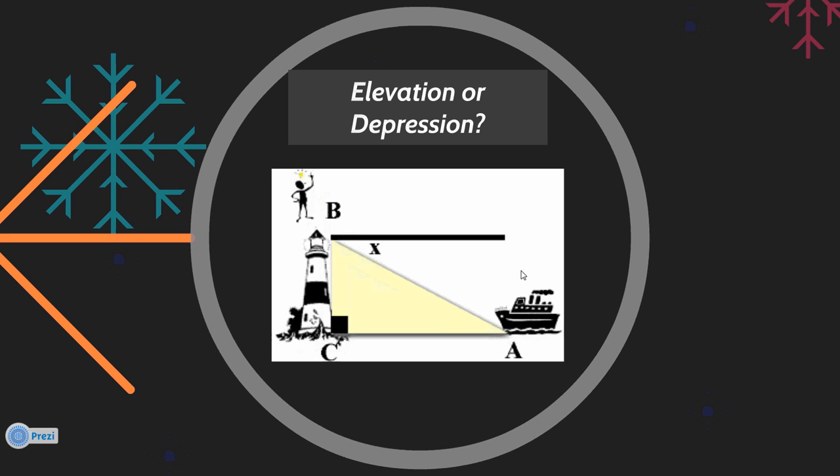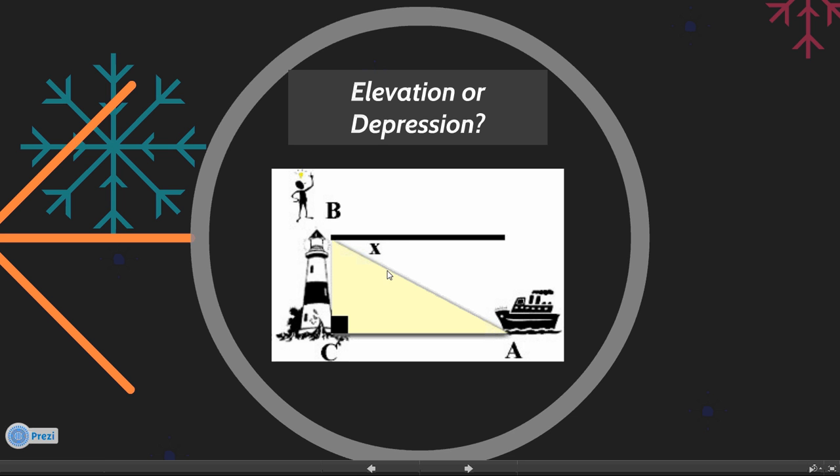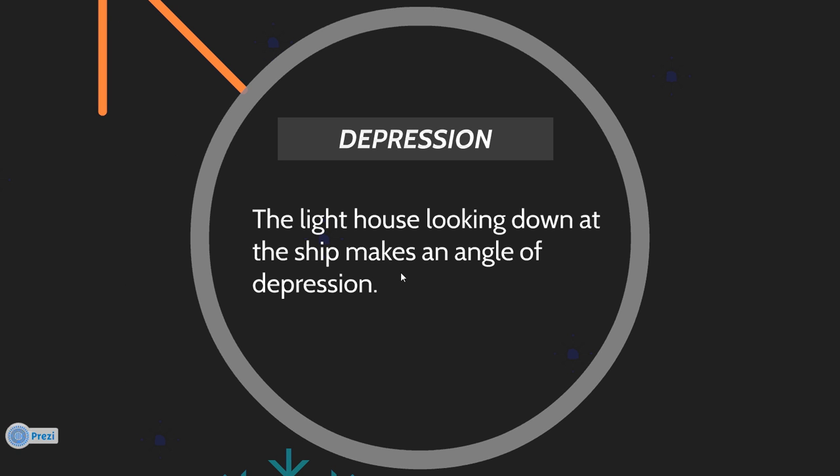So let's look at a couple of examples and decide if this is an angle of elevation or depression. Here we have a triangle, and we can see in the picture they already drew the right triangle for us. We have right triangle ABC. And the lighthouse's horizontal is up here, and the ship is down here at A. So when the lighthouse is looking at the ship, an angle is created right here. So what kind of angle would that be since the lighthouse is looking down at the ship? That would be an angle of depression. The lighthouse is looking down at the ship, and that makes an angle of depression.